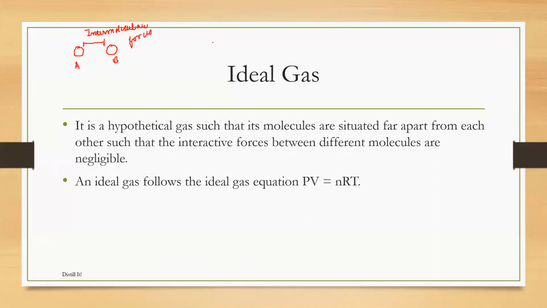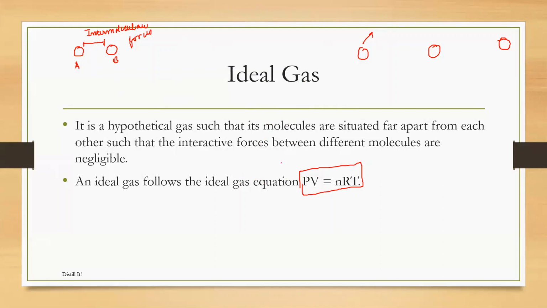All right. And once we do that, then we can simply say that each molecule is independent of the other molecules, and hence it can move freely. All right. Hence, we derive a very easy equation, PV equals nRT, a very simplified equation for an ideal gas.